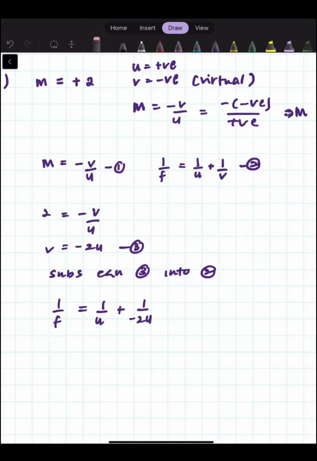Now we can sub in the object distance. So we want to find the object distance, right? The f is what we got just now. It's just positive 10. So u as it is. Rearrange for u and we will get positive 5 centimeter. So this is where the object must be placed for a virtual image to be formed, a virtual and upright image to be formed.